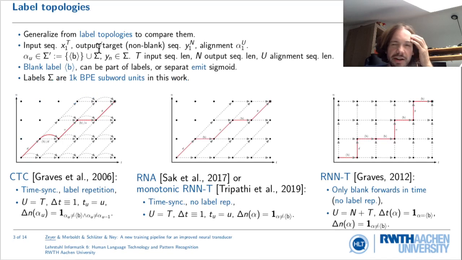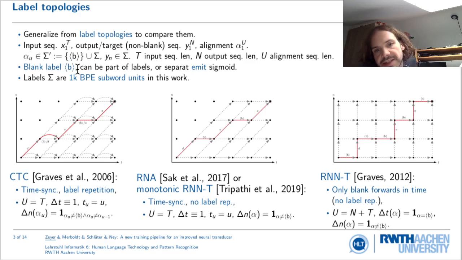So to generalize the label topology, first of all, let's introduce a notation. We have an input sequence x1 to T, output or target sequence, and these are the non-blank labels y1 to N, and then the alignment labels or frames, alpha 1 to U. U can be different to T if it's not time synchronous, like in RNNT. And these alphas are also blank labels.